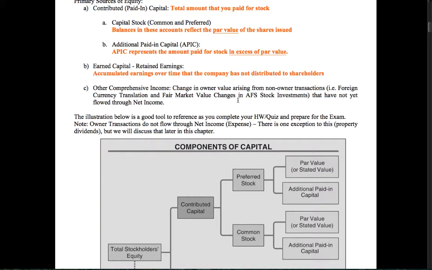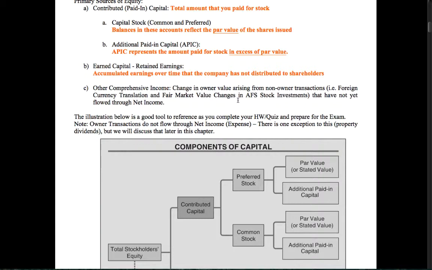Now back to other comprehensive income. You will not be asked to know any more information on other comprehensive income other than what is stated right here. I just wanted to give you another idea of something that impacts the company. Other comprehensive income is a change in owner value arising from non-owner transactions. And these non-owner transactions have not yet flowed through net income. For example, foreign currency translation.